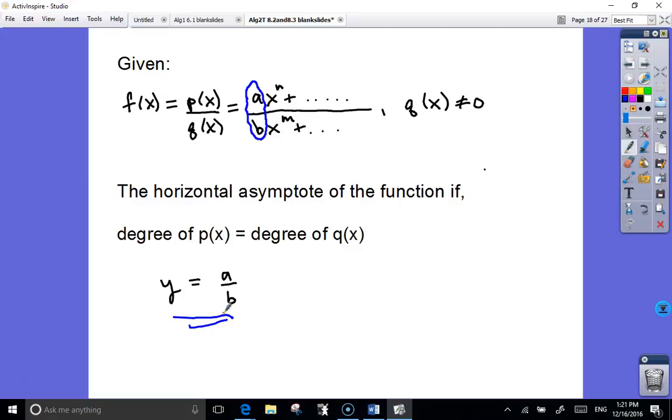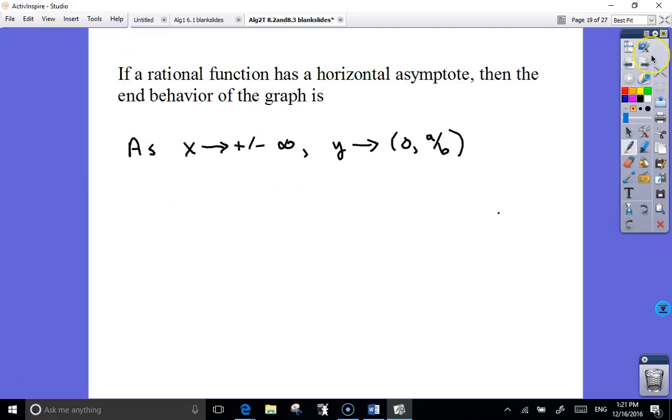Okay, let me do one more. The end behavior of the graph. As x approaches plus or minus infinity, if there is a horizontal asymptote, then y approaches the horizontal asymptote. I don't even know why I have it in that format there. I want to take that off. Just say y approaches a over b.